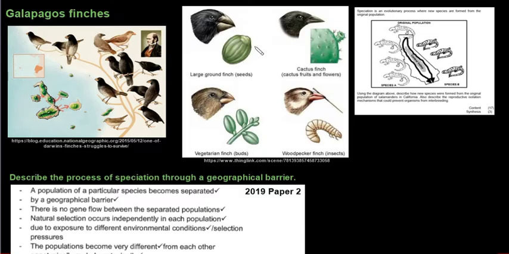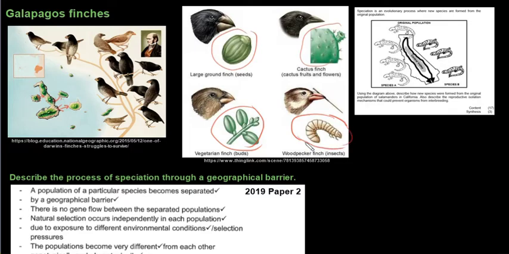So on the one island, they had seeds. On the other island, there were some cacti. And then there were nice little vegetation pieces. Not the proper word, but there was vegetation to be eaten. And then on the other islands, there were some insects.